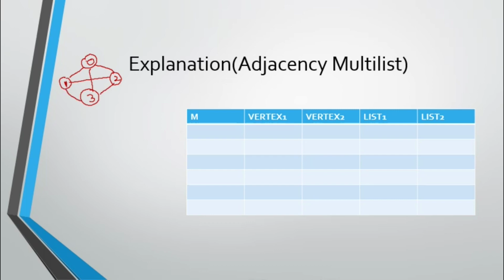So here, how many edges are there? I have around 5 edges, and I need to name these edges. Let me name 0 to 1 as N0. This is nothing but a name for the edge. Then 0 to 2, let me name it as N1. Then 0 to 3, let me name it as N2. Then 1 to 2 as N3. Then 1 to 3 as N4. And 2 to 3 as N5.